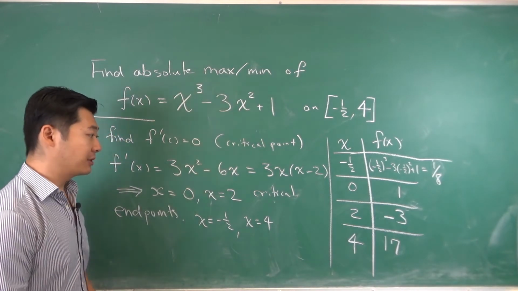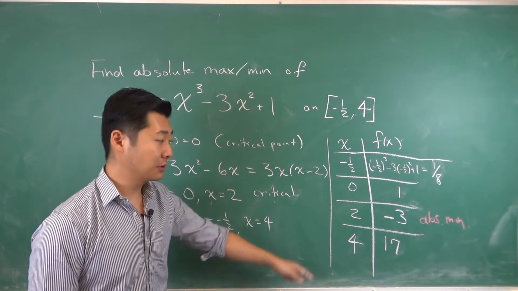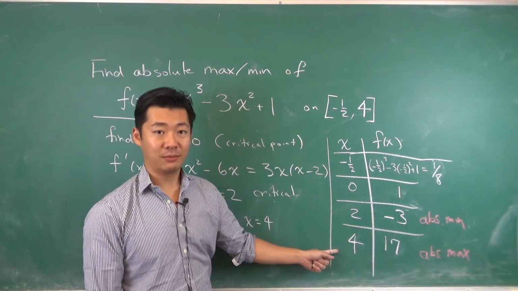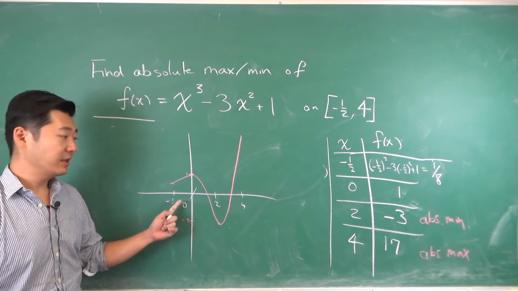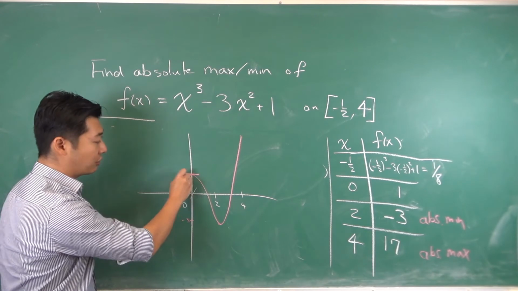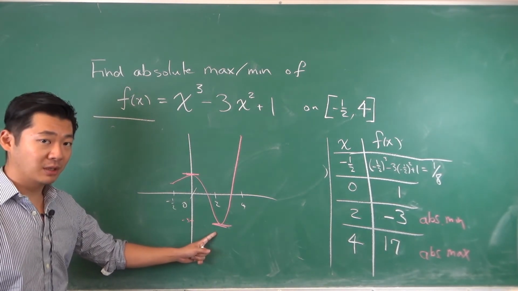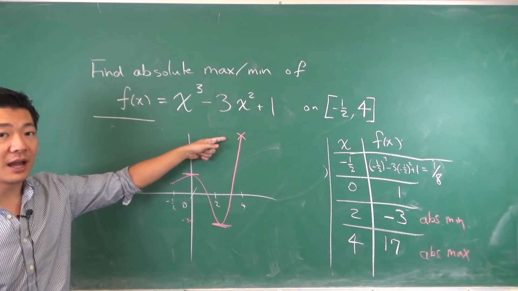So our absolute minimum is the value -3 at x equals 2, and our absolute maximum is 17, which is at the endpoint. So to sketch this graph, it must have looked something like this, where you have a local maximum and a local minimum. This local minimum is an absolute minimum as well, and the endpoint is our absolute maximum.